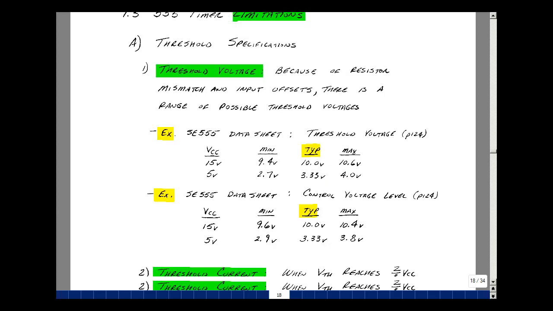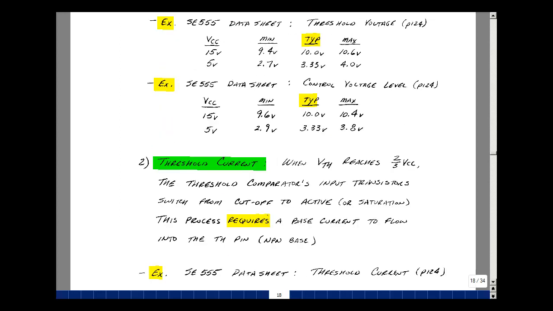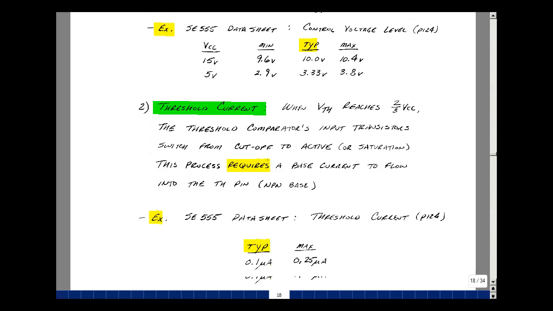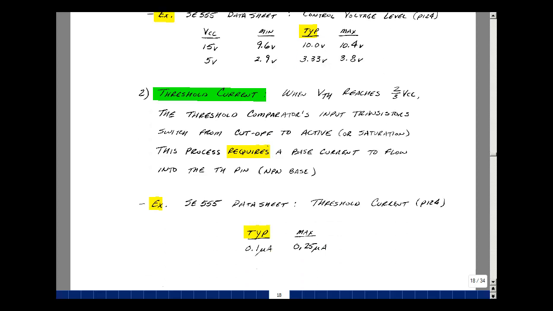Another spec associated with the threshold comparators is the threshold current. It's because we've got currents that are going to be going into the terminals of the transistors. Now the threshold comparator has NPN transistors, so we'll have current going into the chip. What's happening as we're switching is that we're going to go from cutoff to either being active or saturated. So we're going to see a jump in current.